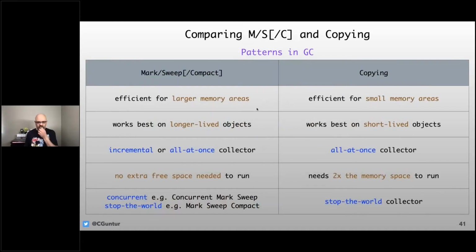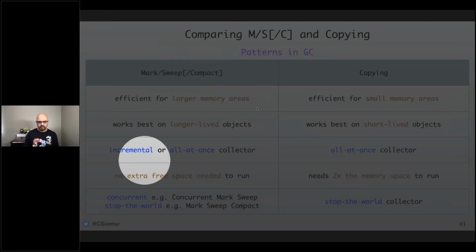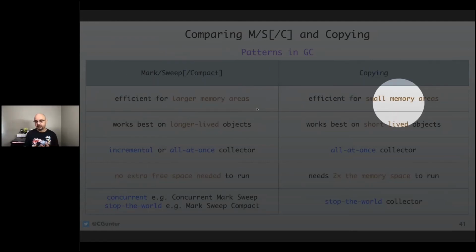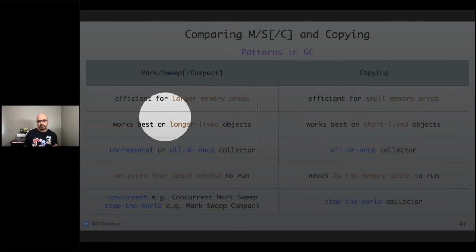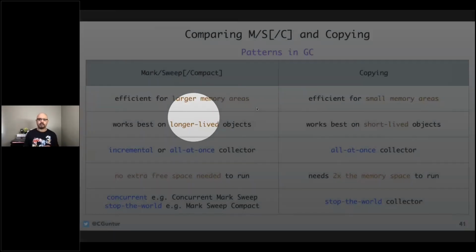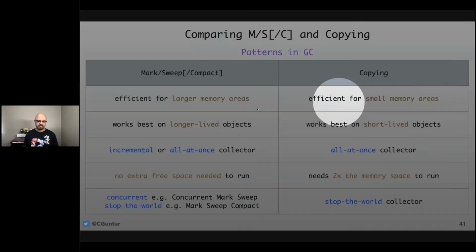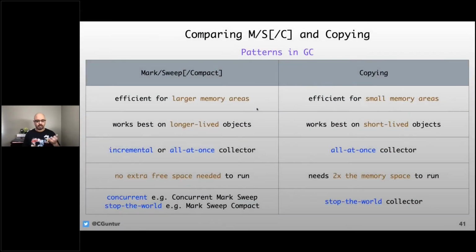Now, where are they useful? Mark sweep compact, mark sweep and occasional compact, is efficient for larger memory areas, whereas copying is efficient for smaller ones. Mark sweep works for longer lived objects. So if an object has a very long sustained life, mark sweep is better. Copying works for short lived objects. So if an object is supposed to exist only for, let us say, the scope of one method, you probably want to put it into a smaller space and have it copied over as long as it is alive, and remove it once it's dead.